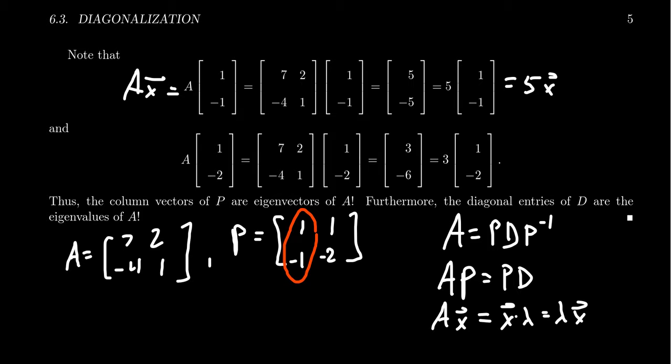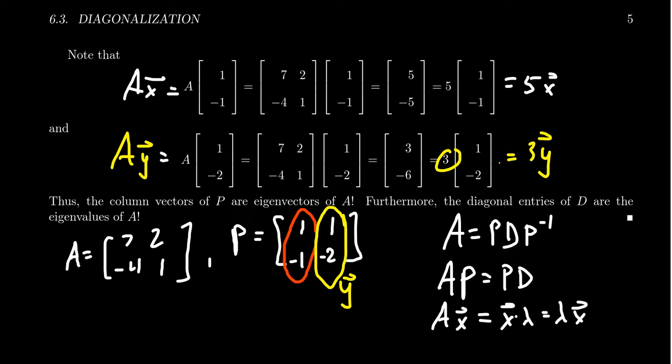And same thing right here. If we take the second column 1, negative 2, let's say that's the vector y this time. If we take A times y, going through the multiplication, 7, 2 dotted with 1, negative 2, you get 7 minus 4, which is a 3. And then the second row times the column, you get negative 4 minus 2, which is a negative 6. Factoring out the 3, you're left with 3 times 1 and negative 2. And that's, of course, 3 times y.